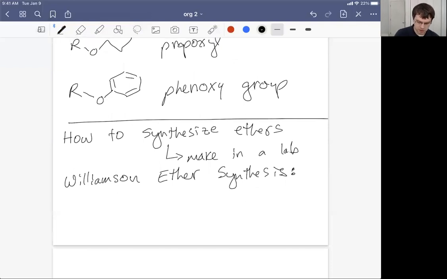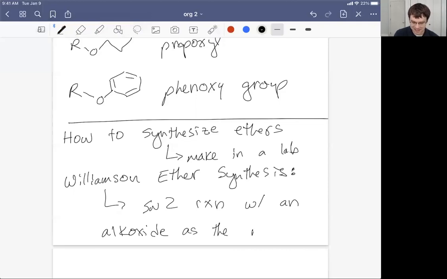So we call this the Williamson ether synthesis. I have no idea who Williamson is, but what they did was an SN2 reaction. This is what I like to do. This is an SN2 reaction with an alkoxide as the nucleophile.